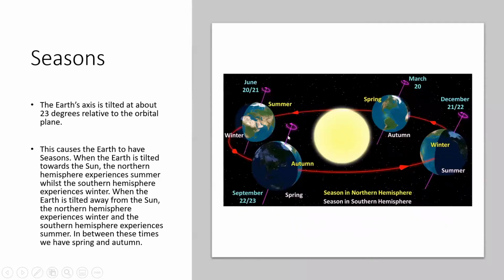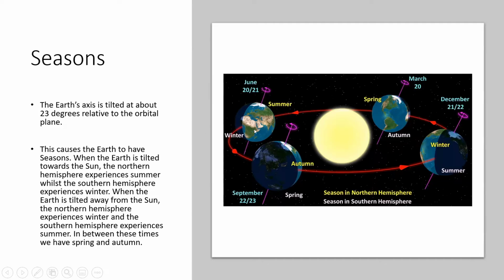Okay. Seasons, finally. So we're going back to talking about the Earth's tilt. We saw a little bit about the tilt, but now it becomes a bit more important. The Earth's axis is tilted at about 23 degrees relative to the orbital plane.